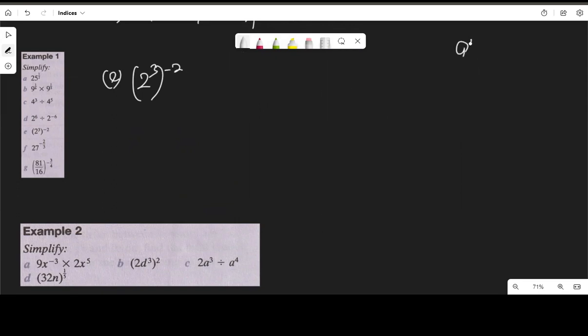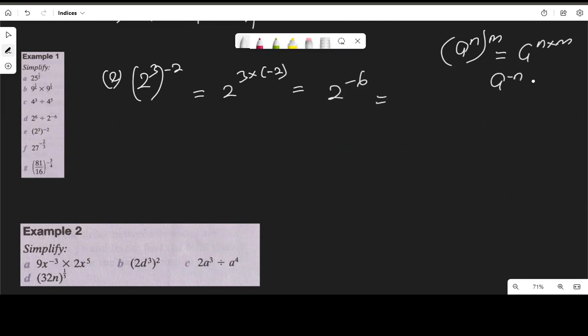Apply the law that says a to the power of n to the power of m is a to the power of n times m. So this will be 2 to the power of 3 times negative 2, which is 2 to the power of negative 6. And if we apply the law that says a to the power of negative n is 1 over a to the power of n, this will be 1 over 2 to the power of 6, and 2 to the power of 6 is 64, so 1 over 64.